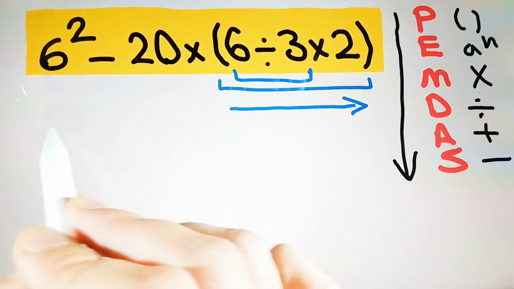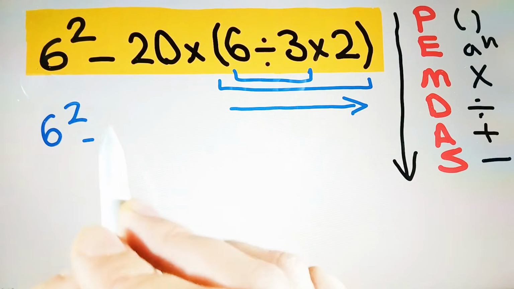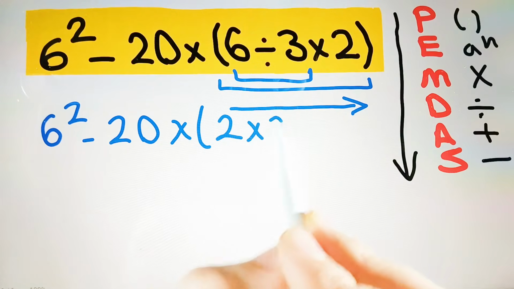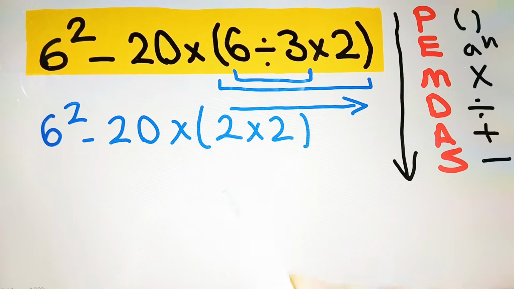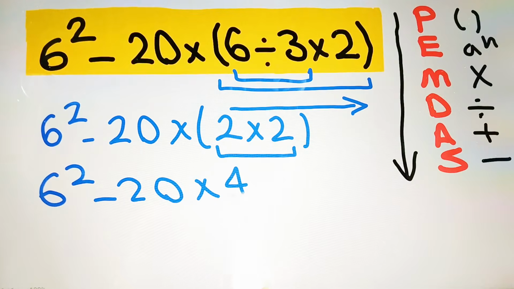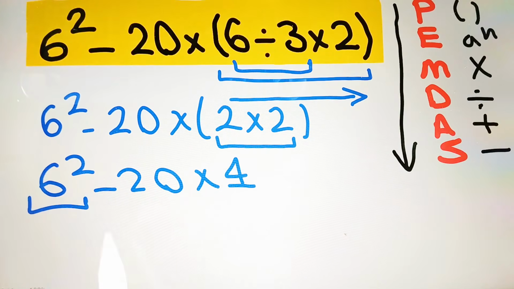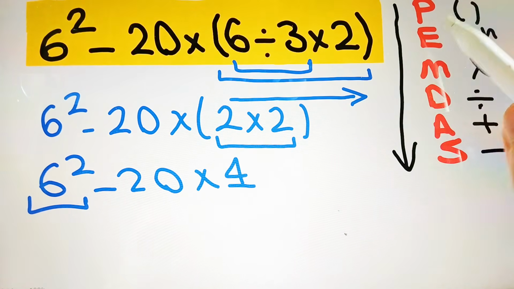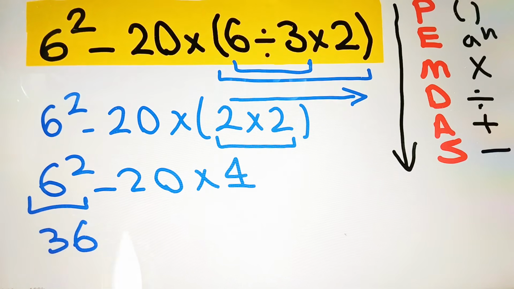And instead of this expression, we can write 6 squared minus 20 multiplied by (2 times 2). In the next step, we go for the multiplication between 2 and 2 and write this expression as 6 squared minus 20 multiplied by 4. Then we go for the exponent because in the PEMDAS rule, after parentheses, exponent has a higher priority than the other operations. So, we rewrite this expression as 36 minus 20 multiplied by 4.